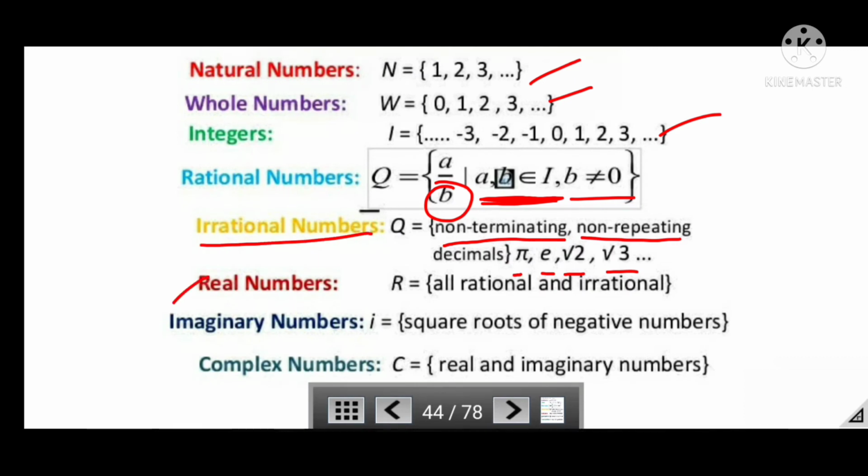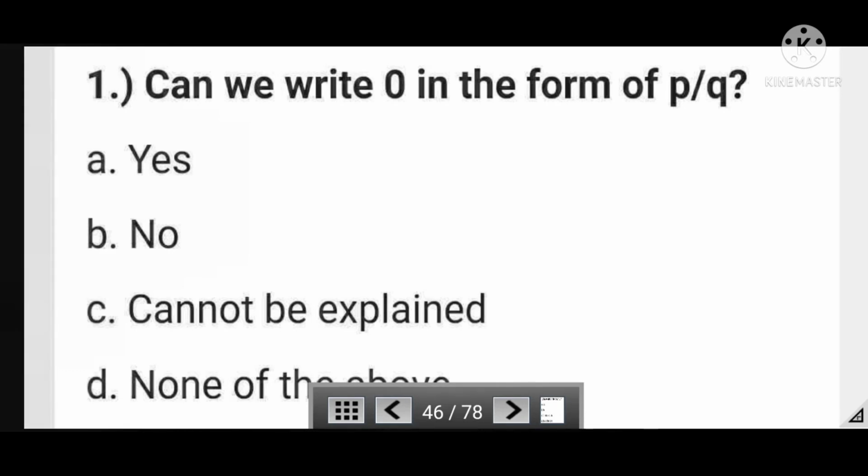Then real numbers. Real numbers contain all the rational and irrational numbers. Then imaginary numbers. Imaginary numbers mean square root of -2, square root of -3. This is all about the basics of the number system. Note down all these basics in your notebook for further use.